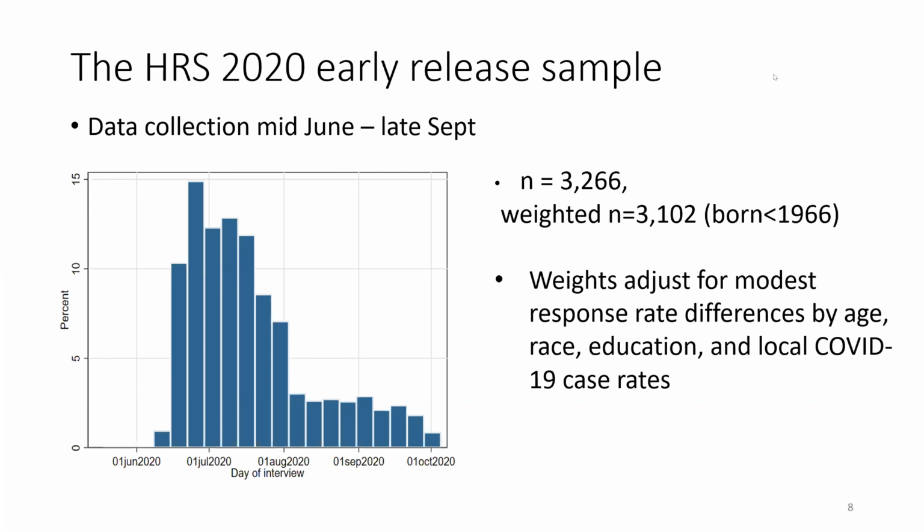So this graph shows just the histogram of the week of interview. Most of the interviews happened in the second half of June and in July, and the date of the interview is not randomly assigned. There's quite some variation in a lot of things across time. So I'm not going to show any across time comparisons, but whatever we'll see is representative of the summer of 2020, mostly July. Think of July.